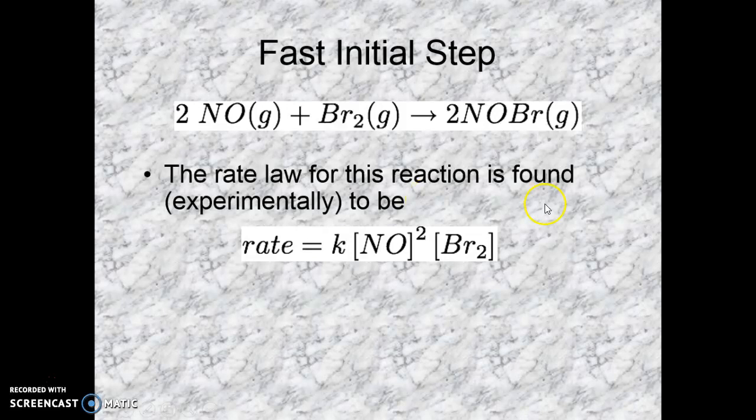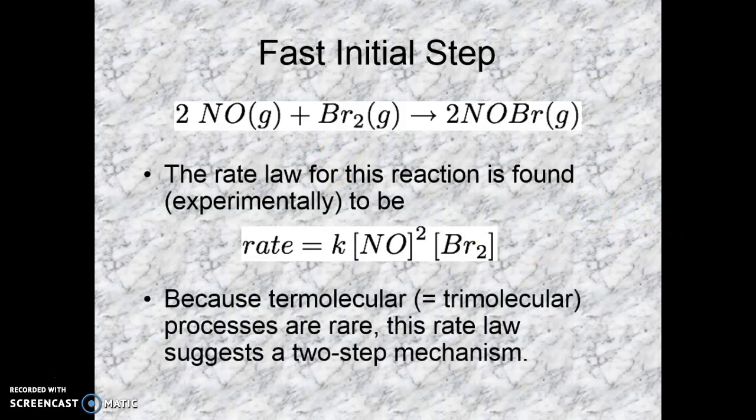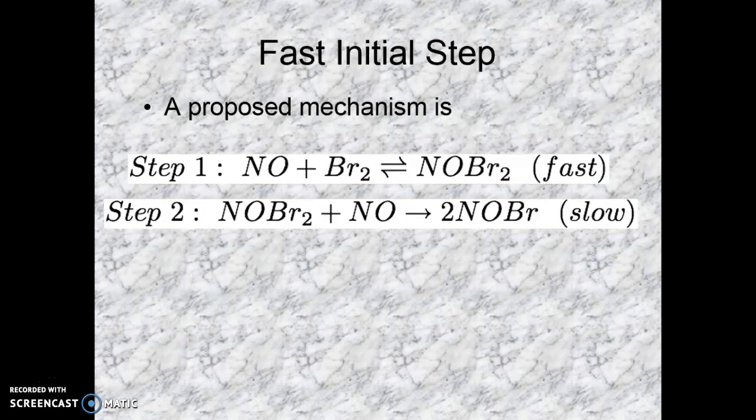So what can we figure out for the rate to be dependent upon both NO and Br2? And like I said, there's no way that it's going to be a termolecular process. So we've got to have a bigger mechanism. So since we know that everything's involved, here's a proposed mechanism. The first step is going to be fast. The second step is going to be the slow step. So the second step is really the rate determining step.